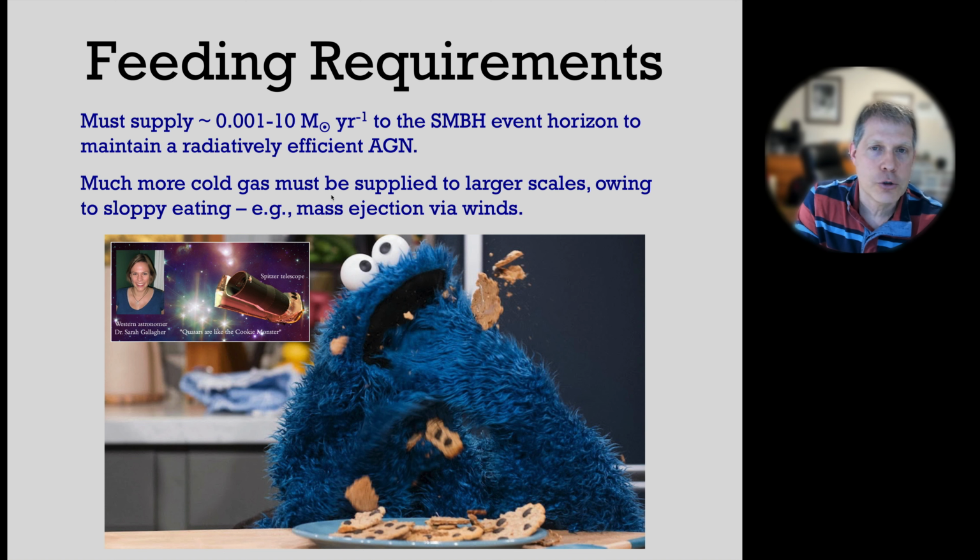Well, it's the same thing for these supermassive black holes. They are sloppy eaters. They, for example, eject large amounts of mass in winds. We talked about that in our entire lecture on winds. And in fact, the amount of material being ejected in winds is likely often considerably larger than the amount of material that's actually being accreted by the supermassive black hole. So you have to supply this much to the supermassive black hole event horizon, and likely considerably more to the torus and to the accretion disk, so that some small fraction of it can survive the mass ejection that's ongoing and work its way down to the event horizon.